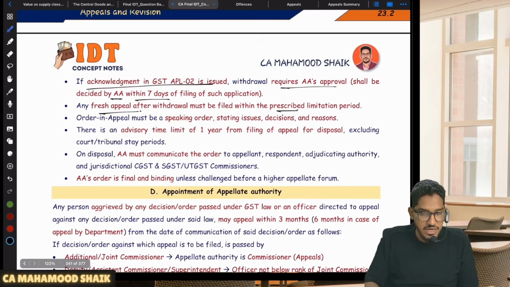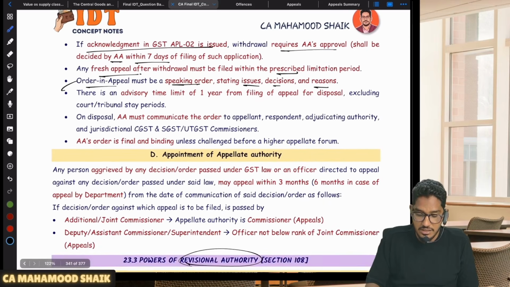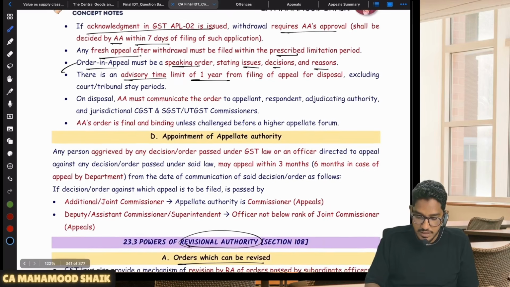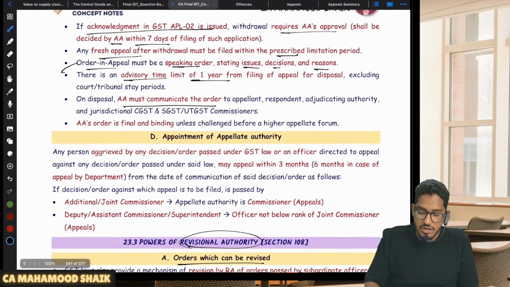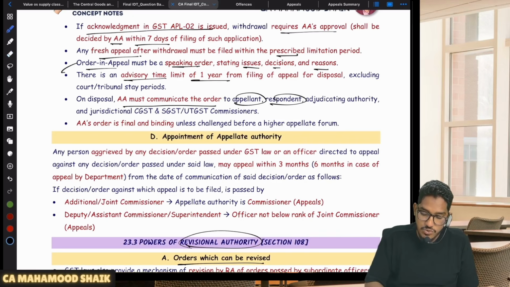Any fresh appeal has to be filed within the prescribed limitation period. The order in appeal must be a speaking order in which they have to state issues, decisions, reasons and all. There is an advisory time limit of 1 year for disposal of the appeal. AA must communicate the order. That means once the order has been finalized, he will communicate that order to the appellant. He will also communicate it to the respondent. Appellant means whoever filed the appeal. Respondent means the other party. And he should also communicate it to the adjudicating authority and jurisdictional CGST, SGST, UTGST commissioners. This order will be communicated to everybody.